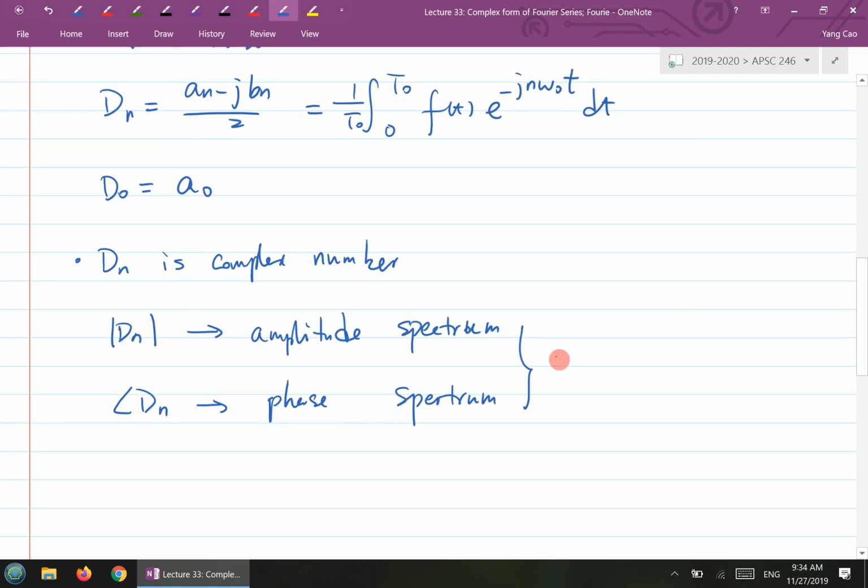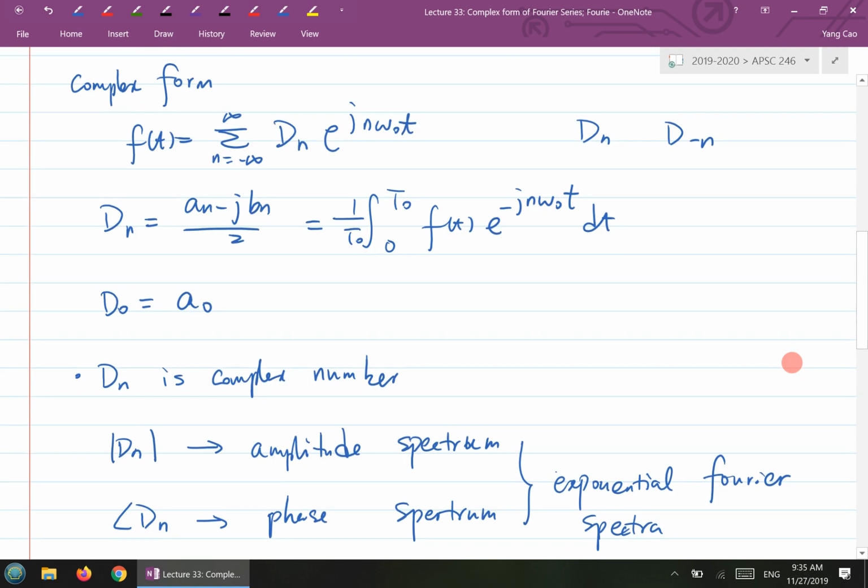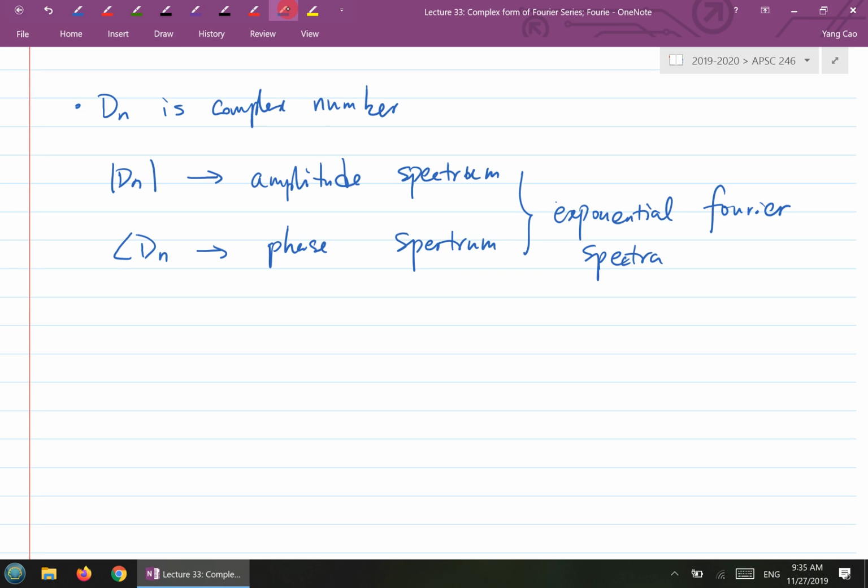Sometimes we call this the exponential frequency spectrum. So these two spectra together give you a frequency spectrum. Actually, sorry, the exponential Fourier spectrum. I'm not going to plot this here. I'll show you an example of how to get this dn out of this formula, given a periodic function f.